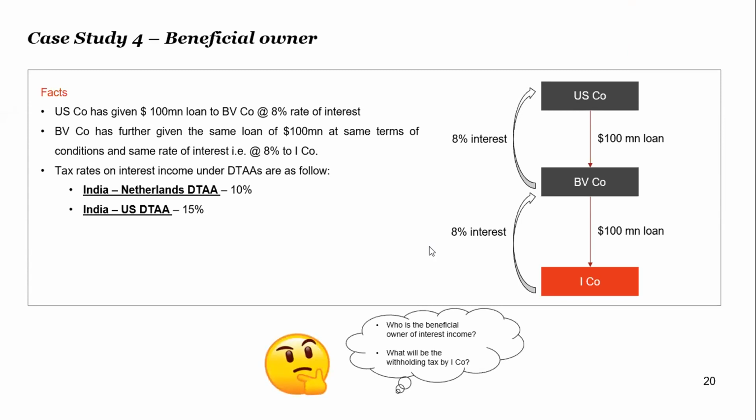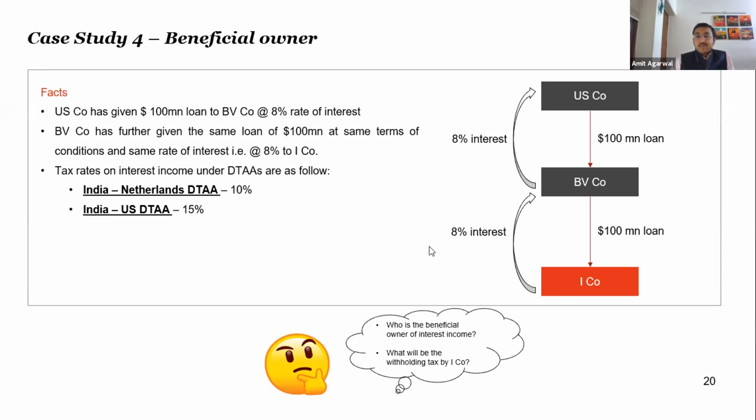Any reaction to this? So there are two questions. One question is who is the beneficial owner in such cases, and what will be the withholding tax rate in India? We'll come to the second question, but any reaction to the first question around the beneficial ownership? Let's wait for 30 seconds. I think we got a response on chat from Sandeep.